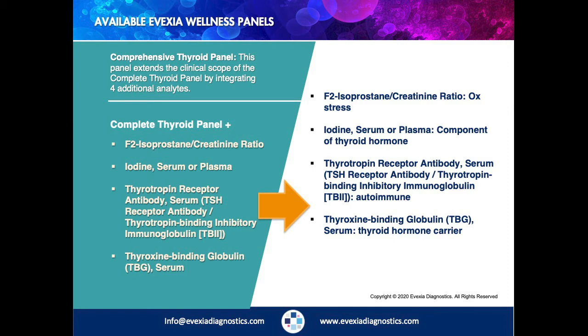The next analyte is called thyroxine binding globulin. Now, this analyte is a major thyroid hormone protein carrier and is helpful in evaluating individuals with an abnormal total T4 and T3 level. Now, this carrier, thyroxine binding globulin, can be increased by the use of estrogens, tamoxifen, pregnancy, and in some cases of liver disease, including hepatitis.